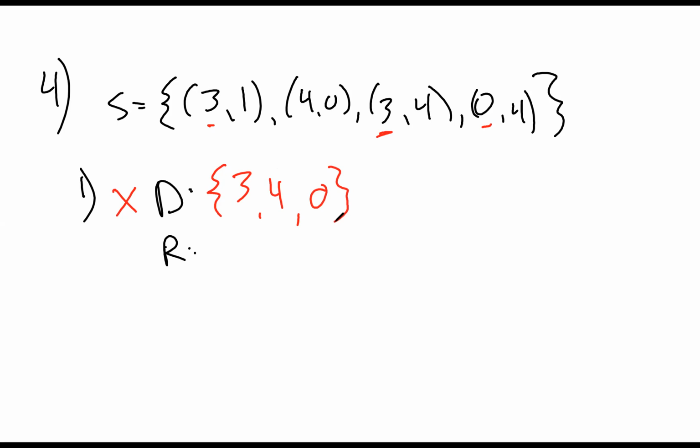And then when we talked about domain and range at the beginning, we know that the range is the Y value. And so I'm going to make a list of my Y's. So I have a 1, and then a 0, and then a 4. And then when I get to this other 4, oh, it's the same number, so I don't want to write it twice. And so there I go. There's my domain, and there's my range.